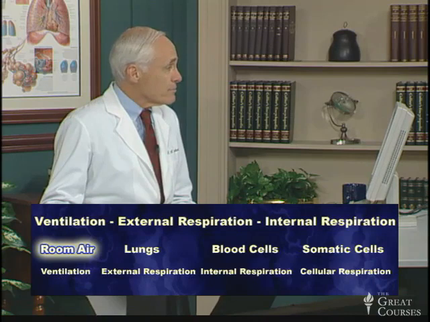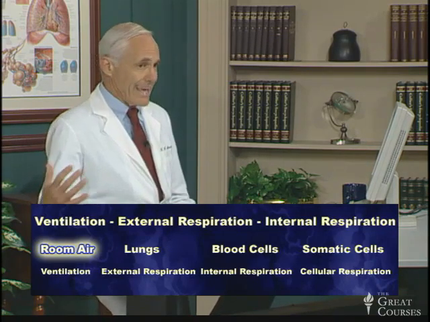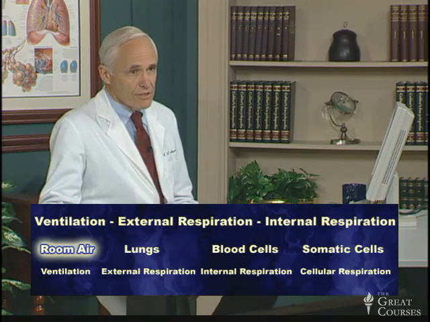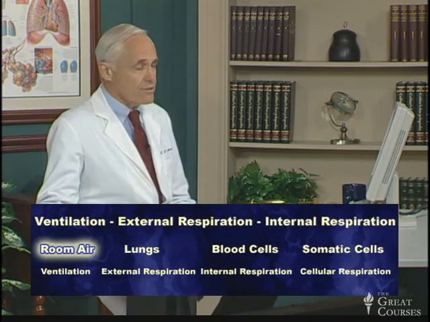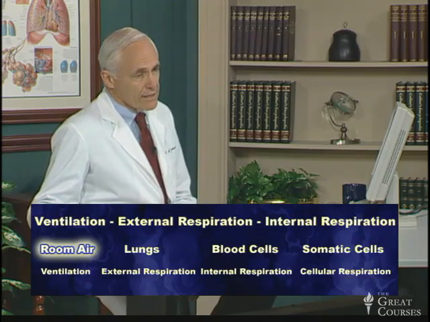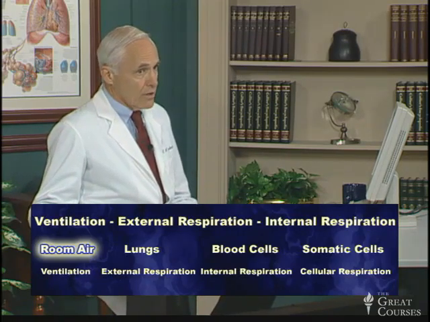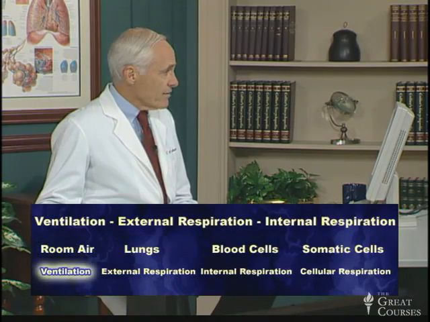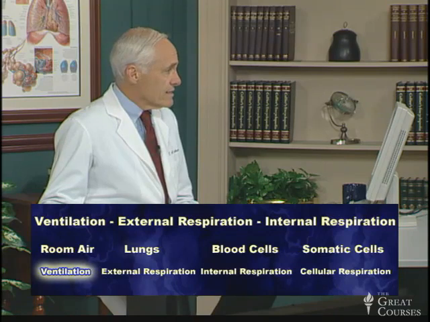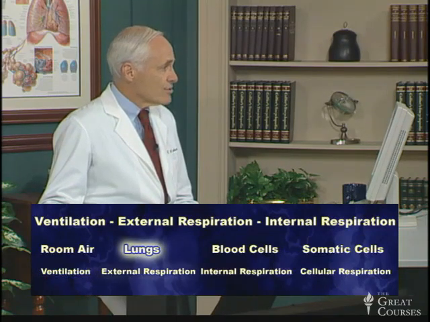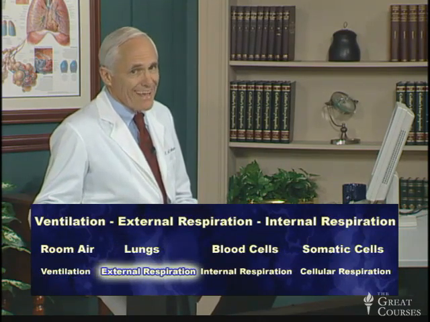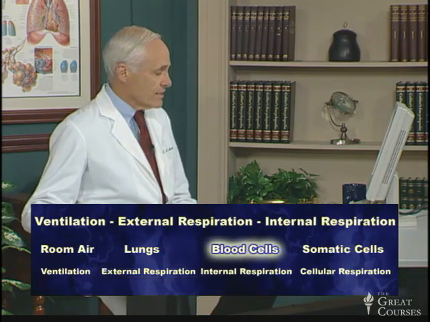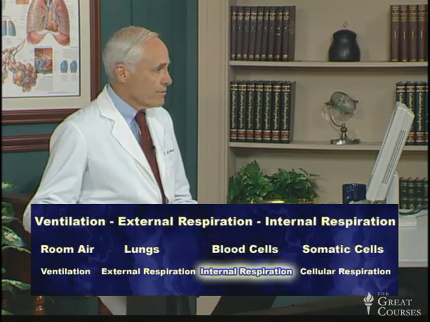The room air is the place where we take in a gas that is composed of about 80% nitrogen, which is inert and has no function at all in respiration, about 20% oxygen, and then a small amount, a fraction of a percent of other gases. This is the ventilation area. This moves into the lung in what's called external respiration, because it's on the external side of our system. And then we move into the blood cells in something called internal respiration.